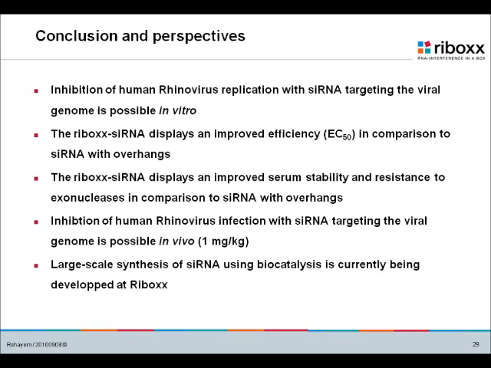We could also have an inhibition of the rhinovirus infection in a mouse model with 1 milligram per kilogram. And what we're working on now, our objective, is large scale synthesis of this siRNA. For example, if you need 1 gram or up to 10 grams, to use this biocatalysis and to allow the production of those small interfering RNAs for therapeutic purposes in a cost-effective and quite easy manner.